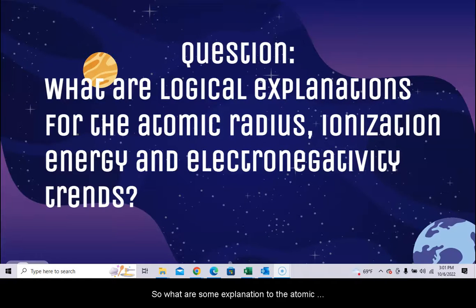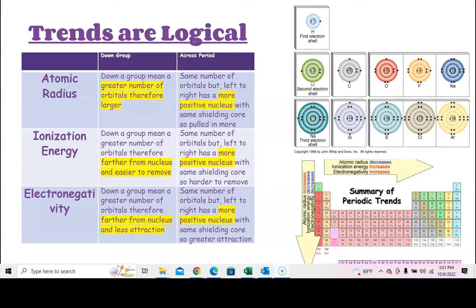So what are some explanations for the atomic radius, ionization energy, and electronegativity trends? We've looked at some of these, but here are some really nice examples. So remember the atomic radius, it goes down a group, means the greater number of orbitals, therefore it's going to be larger. When you're looking across, it has a more positive nucleus, which pulls it in more. We've talked about this, we wrote it down, but here's a different way of looking at it.